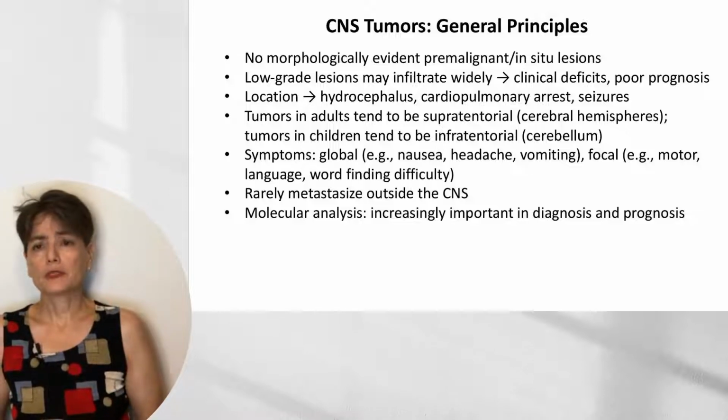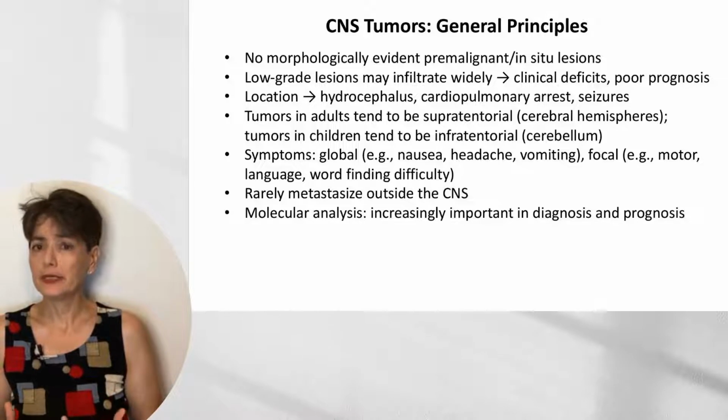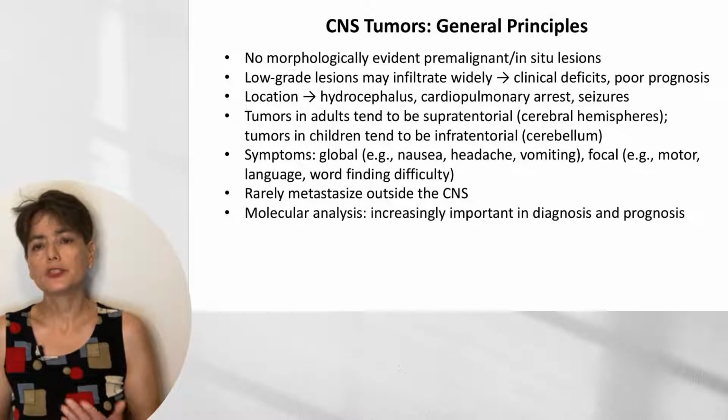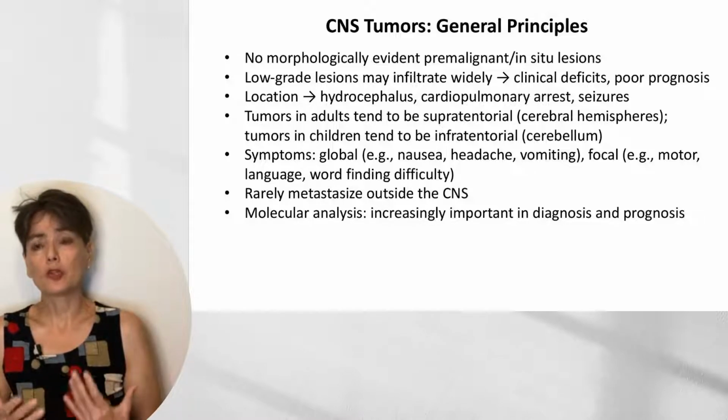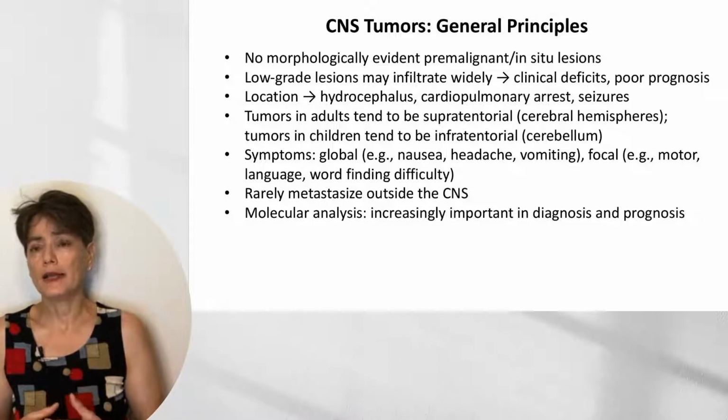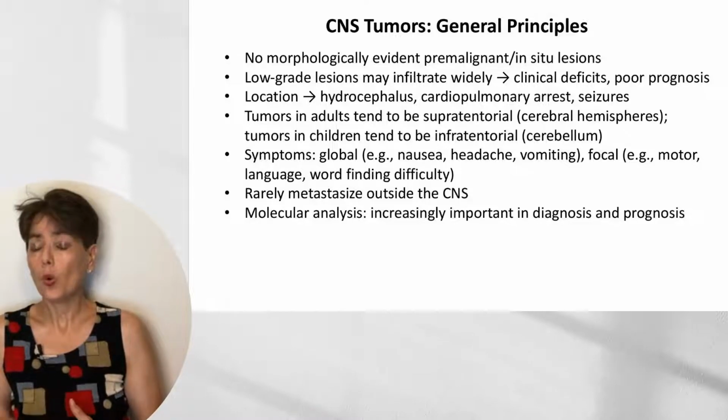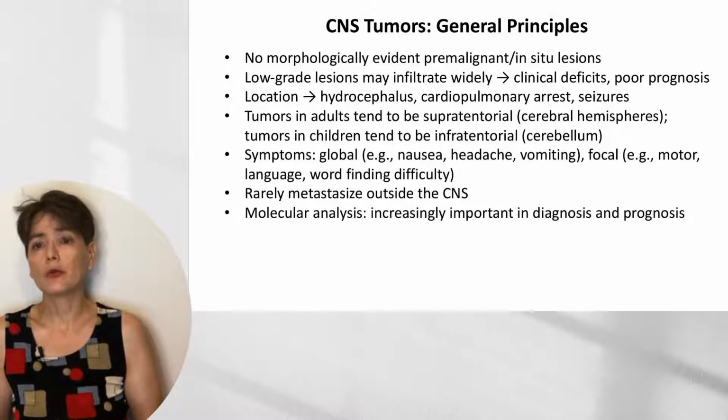One thing that we know about central nervous system tumors is that typically tumors in adults will be supratentorial, so in the cerebral hemispheres, whereas tumors in the pediatric population tend to be infratentorial, so in the cerebellum. Symptoms for CNS tumors may be global, for example, due to increased intracranial pressure leading to nausea, headache, and vomiting. Or they can be focal, so you can get motor, language, and word-finding deficits similar to what you would see in a stroke. And even high-grade tumors rarely metastasize outside the central nervous system.